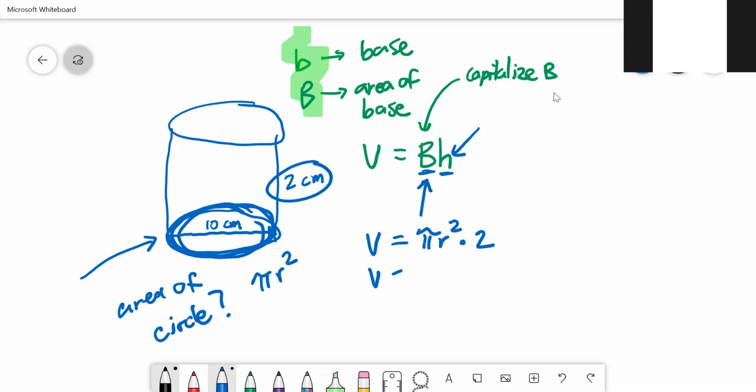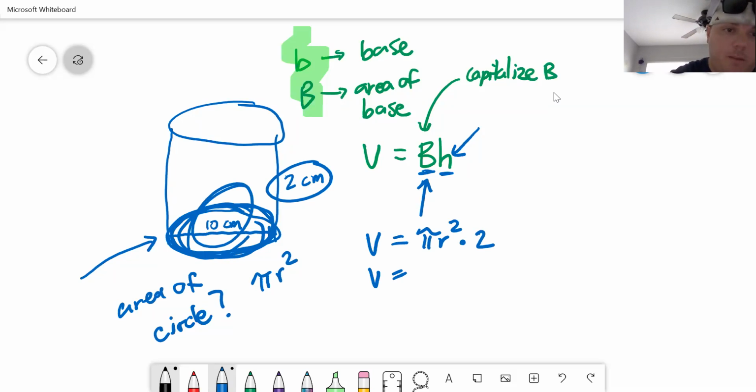So all I need to do is just plug in the radius of the base. Well, they gave us the diameter, right? The diameter was 10, right? So we know that the radius is half of that. So the radius is 5. So we're going to say pi times 5 squared times 2.